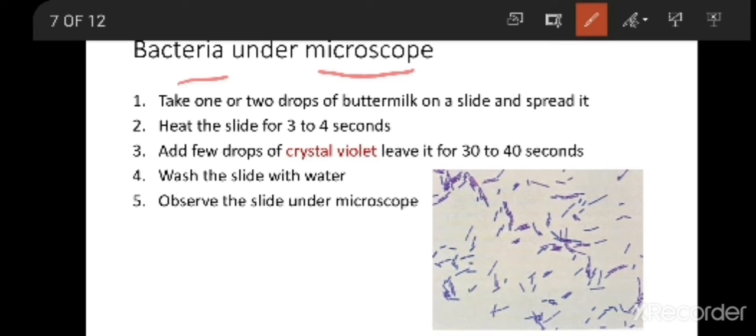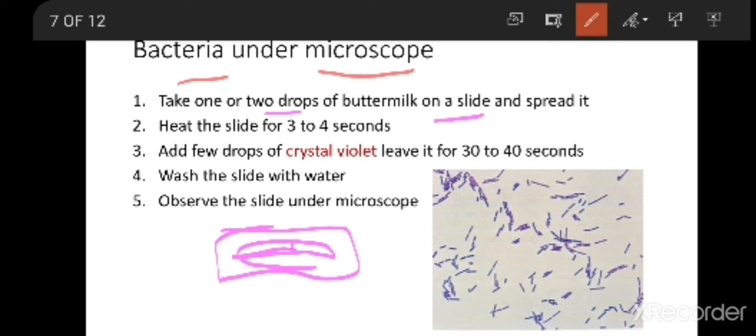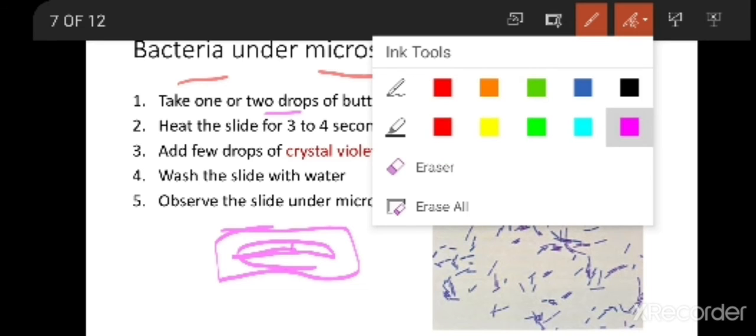First, we will take a slide. I'll show you. Here we will take a slide. This is a slide. And you have to add 1 or 2 drops of buttermilk on a slide. Then you have to spread it. See, buttermilk is a liquid form, so you have to spread completely. 1 or 2 drops, complete slide. To a complete slide you have to spread it.